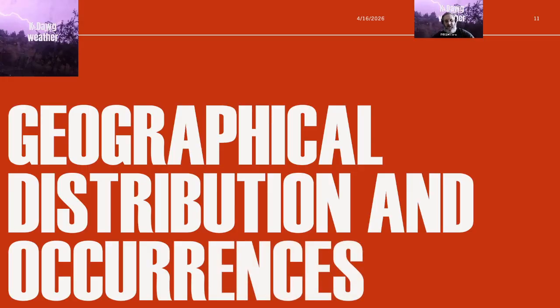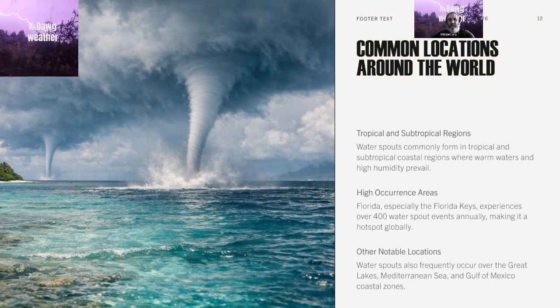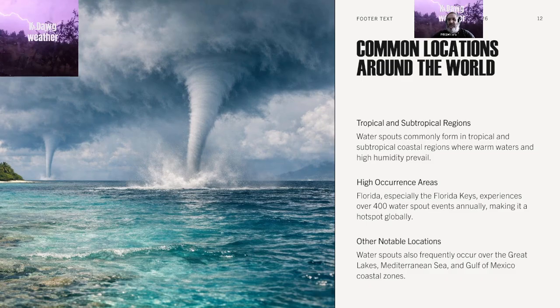Geographical distribution and occurrences. Common locations around the world. Tropical and subtropical regions. Waterspouts commonly form in tropical and subtropical coastal regions where warm waters and high humidity prevail. Florida, especially the Florida Keys, experiences over 400 waterspouts annually, making it a hotspot globally.